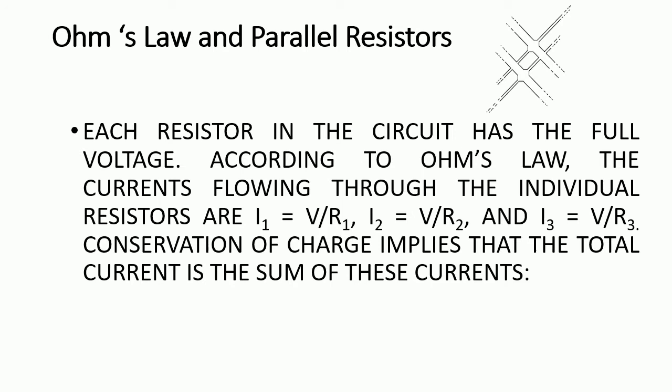So according to Ohm's law, the currents flowing through the individual resistors are I sub 1 is equal to the voltage divided by resistor 1. Then I sub 2 is equal to V divided by R sub 2. And I sub 3 equals V divided by R sub 3. Conservation of charge implies that the total current is the sum of the currents.